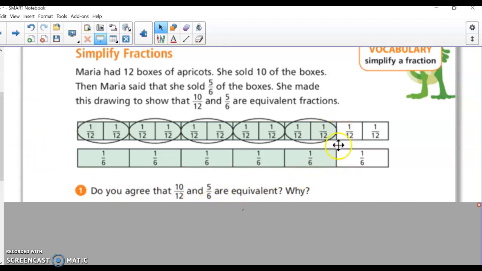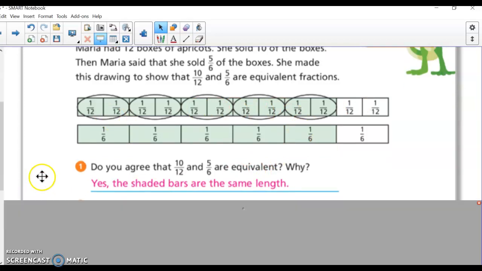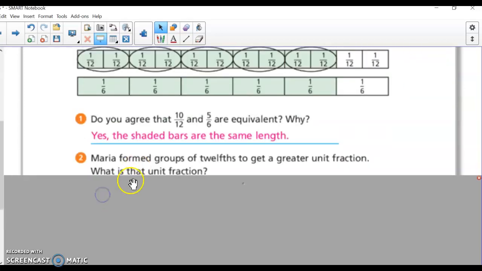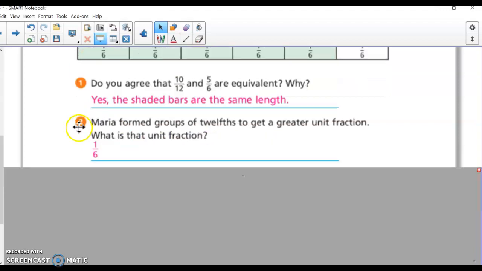Well, do they cover the same amount of space? Absolutely, they do. They are equivalent because they cover that same length. And so yes, they are. Maria formed groups of twelfths to get a greater unit fraction. What is that unit fraction? Well, that unit fraction now becomes 1/6, right? So 2/12 is the same as 1/6.